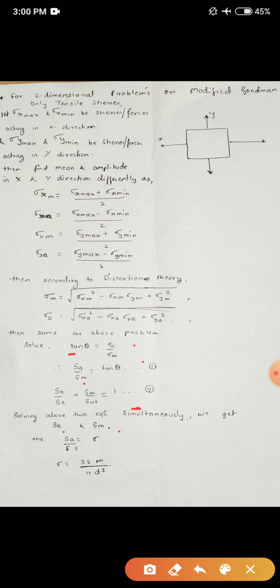Now we also know that sigma a, the applied stress, is equal to SA upon Fs. Now we got the sigma a, which is equal to 32 M by pi d cube, from which we can find the diameter.